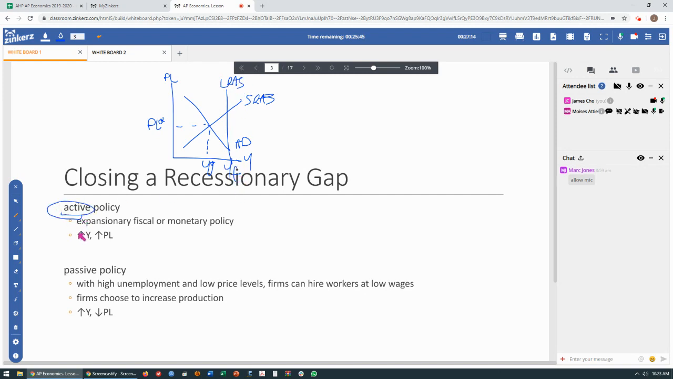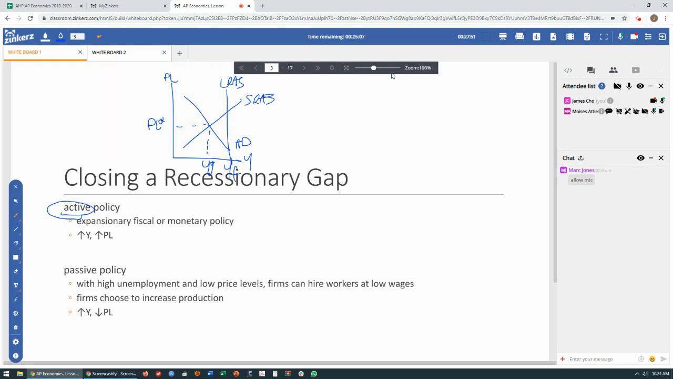In terms of active policy, we've talked about this so many times. For fiscal, you should increase G or decrease T. For monetary, you should decrease the reserve requirement, decrease the federal funds rate, decrease the discount rate in order to increase the money supply, in order to decrease the interest rate, in order to pump up consumption, investment, and net exports. That'll shift AD to the right. You see how he did that? Tell yourself that story enough times and it just becomes automatic. It's not something you have to memorize, but something you have to understand. Okay, so that's active policy.